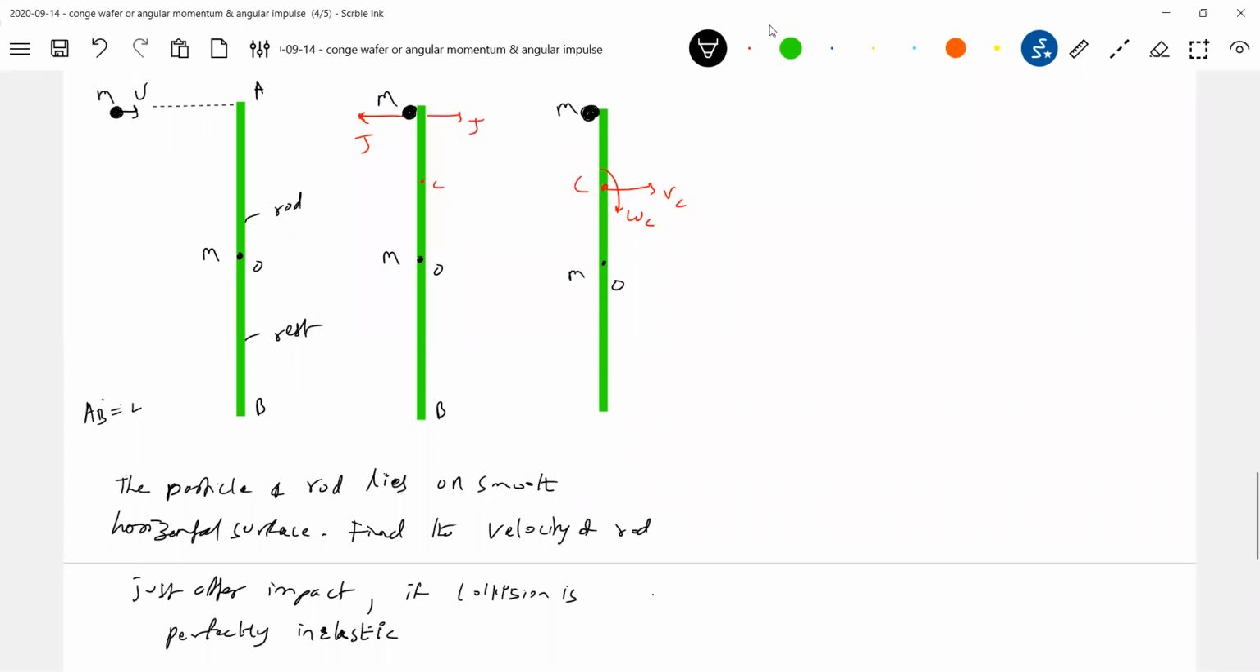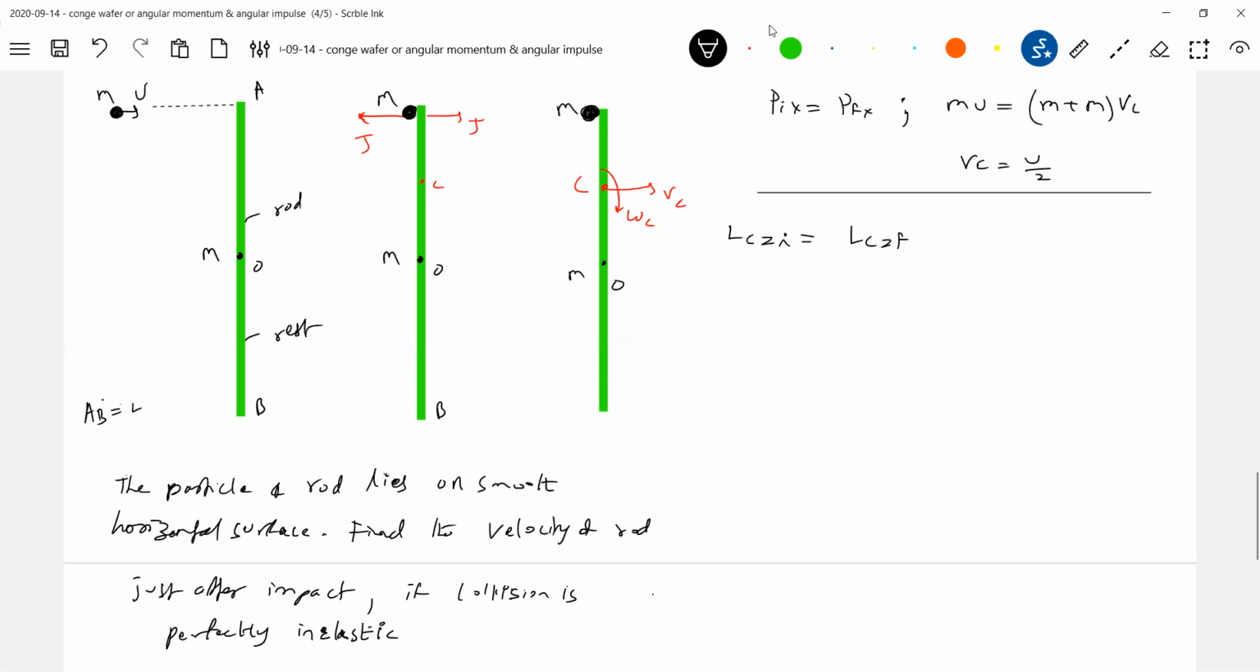So applying conservation of linear momentum: initial momentum is mu, final momentum is (m + m) V_C. So what is V_C equal to? u by 2. This is one thing. Next, what should I apply? Conservation of angular momentum. About what point? About C. L_C initial is equal to L_C final.